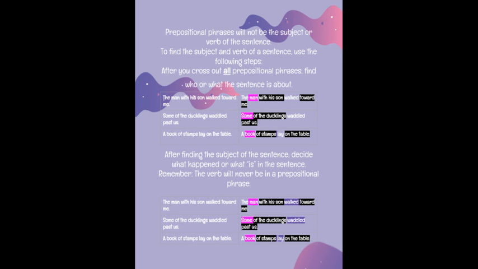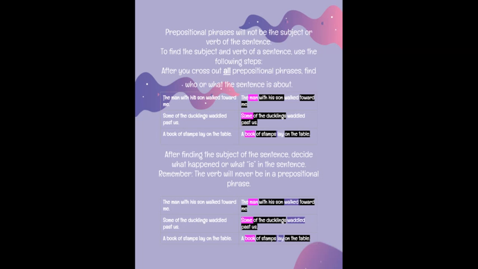Step 2. After finding the subject of the sentence, decide what happened or what is in the sentence. Remember, the verb will never be in a prepositional phrase. The man with his son walked toward me. So we know that with his son and toward me are the prepositional phrases, so the verb cannot be in that. Man is the subject of the sentence. So what is happening in the sentence? The man walked. So walked is your verb.